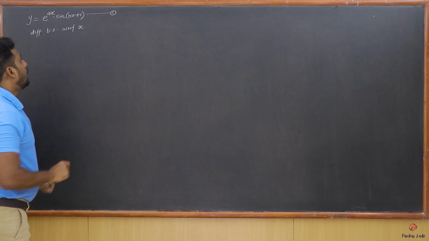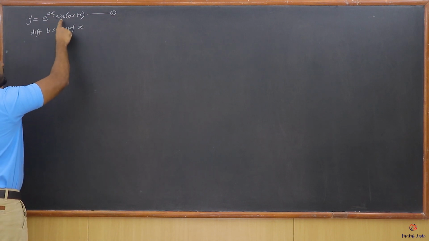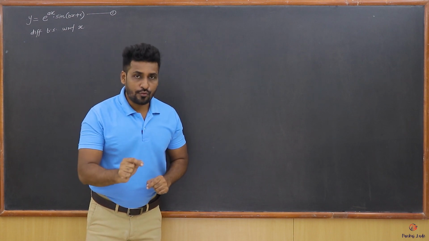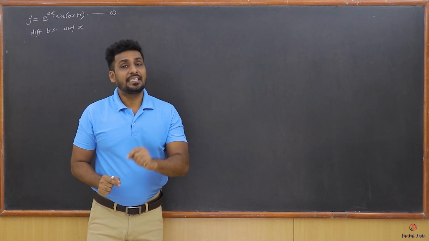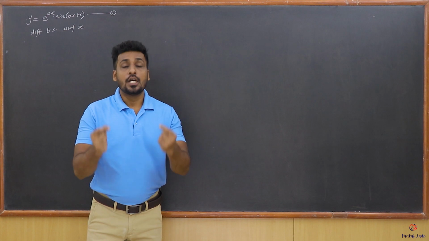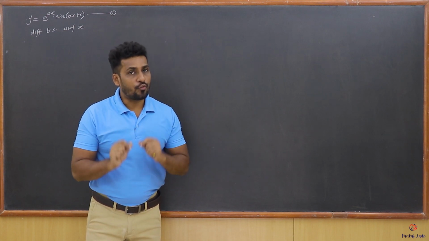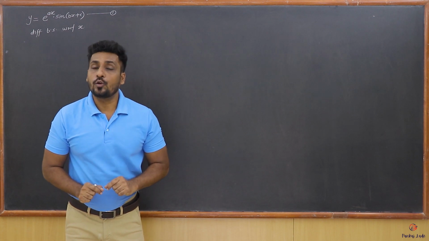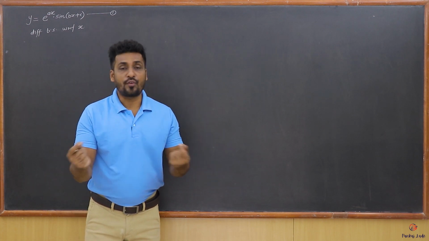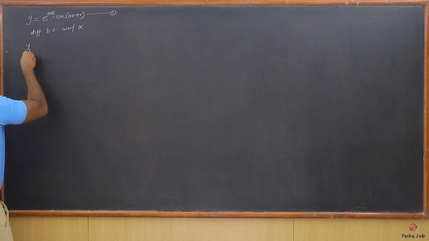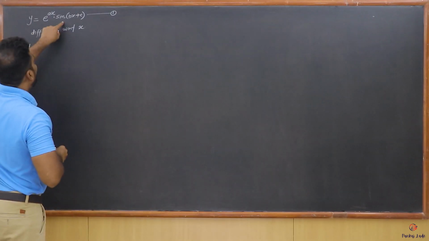Now, do you observe this is e raised to ax into sine bx plus c. So e raised to ax is a function of x and sine of bx plus c is also a function of x. So this is nothing but the product of two different functions of x. So I certainly need to make use of the product rule, the u into v rule, to find the derivative. So let's make use of the u into v rule. So I get y1 is equal to, this is u into v.